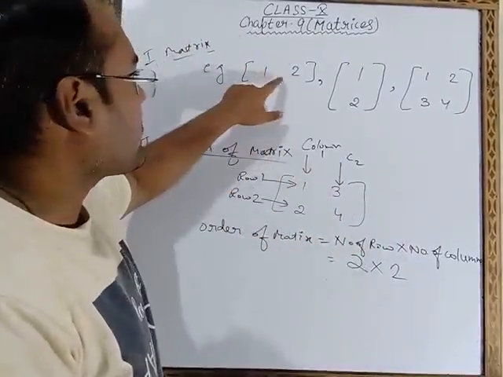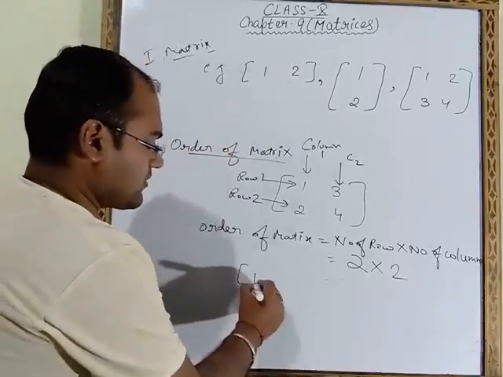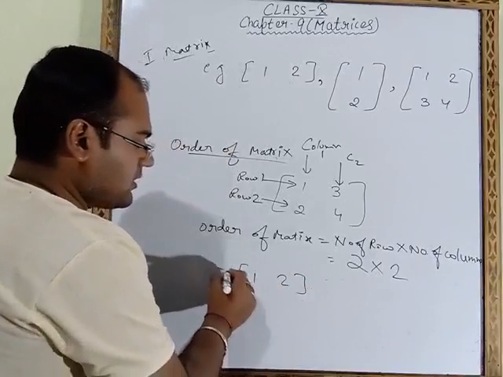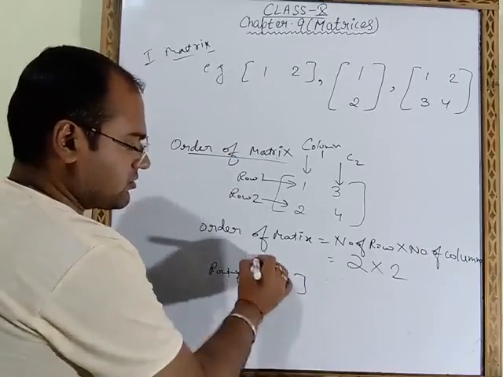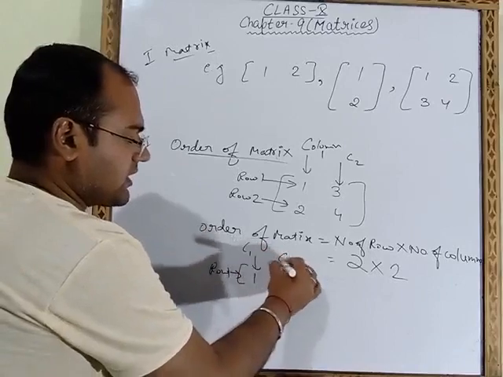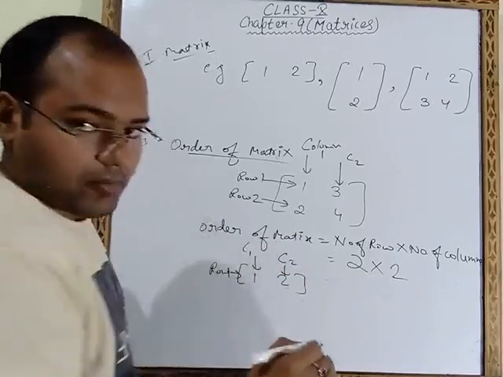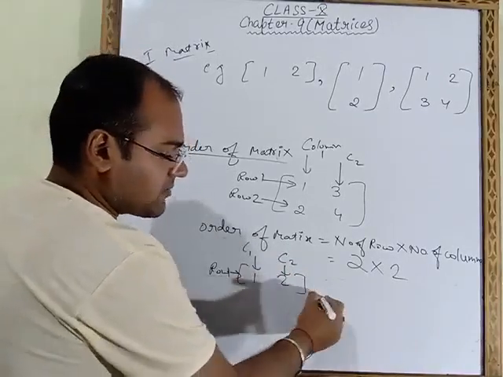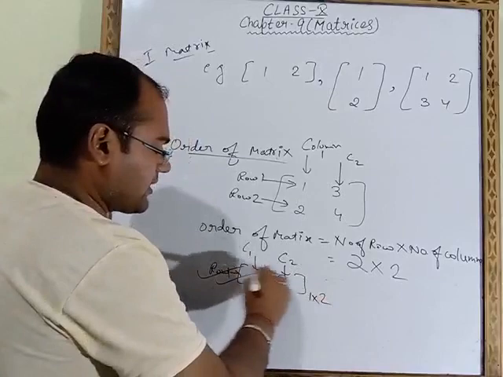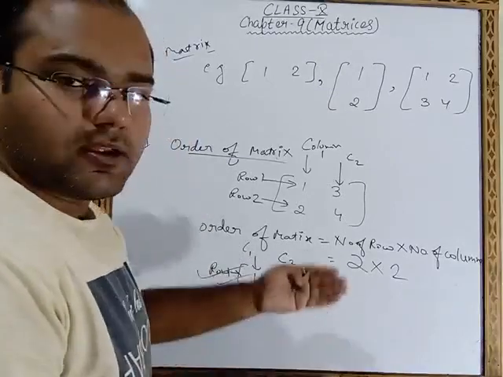If we write the order of this matrix, what do we have to write? Let's take an example of this one also. This is the first row. This is the first column and this is the second column. So number of rows into number of columns. How many rows are there? 1 row. How many columns are there? 2. So the order of this given matrix is 1 into 2. That means 1 by 2.